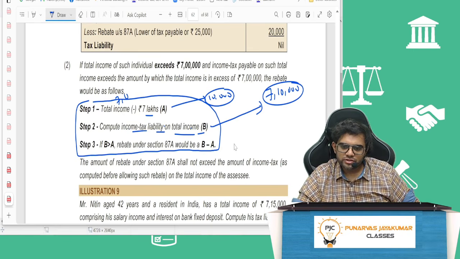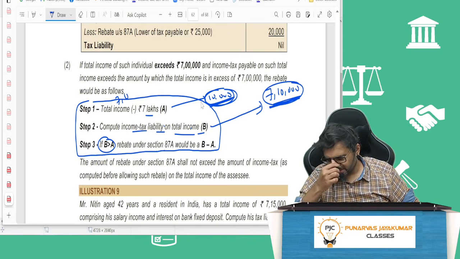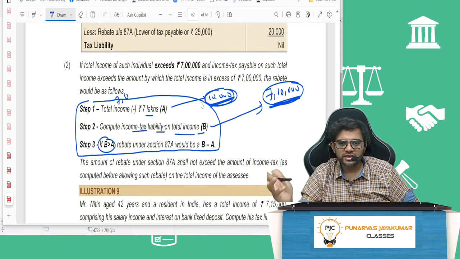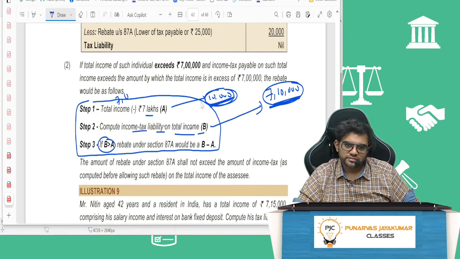Then I should compute whether this tax is more or this 10,000 is more. If B is greater than A, if tax is more, then rebate will be tax minus this 10,000. That only you will get. Because if that rebate was not there, anyway you should have paid this 10,000 extra. So they are trying to tell basic exemption. It's not even a slab rate actually, it's a different calculation. So total income minus 7 lakh, 7 lakh 10,000 minus 7 lakh.